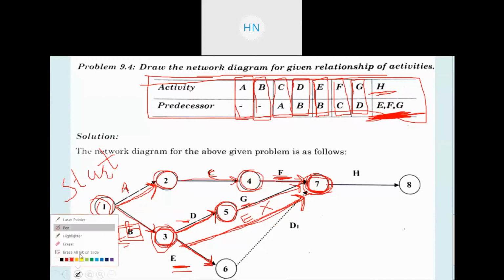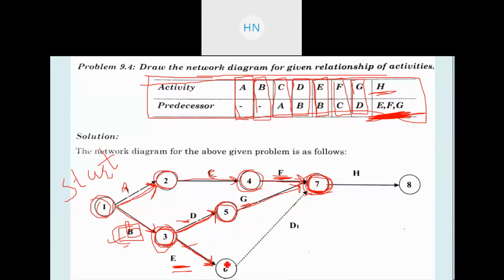So to avoid this error, we are adding one dummy activity. From E we are adding one event, that is event number 6, and we are having one dummy activity as a dotted arrow, shown as D1, that will be connected to the 7th event, right? So to avoid the error of two parallel arrows on the same events, we are adding one dummy activity here. And after that, from event number 7 we can have activity H coming out, right?